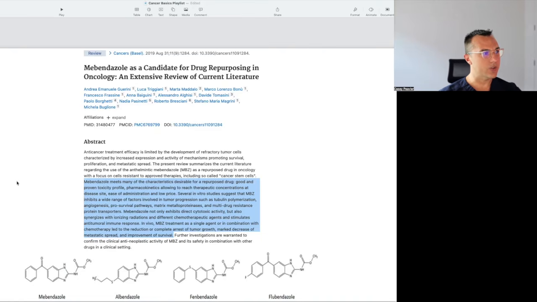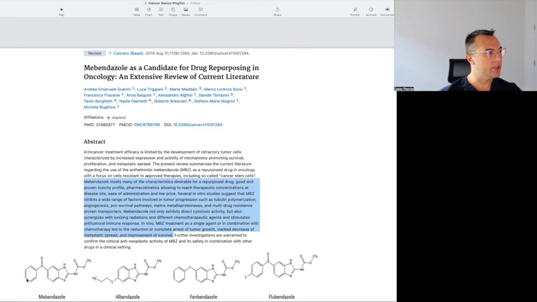Mebendazole not only exerts direct cytotoxic activity, but also synergizes with ionizing radiation and different chemotherapeutic agents and stimulates anti-tumor immune response. In vivo, mebendazole treatment as a single agent or in combination with chemotherapy led to a reduction or complete arrest of tumor growth, marked decrease in metastatic spread, and improvements in survival.